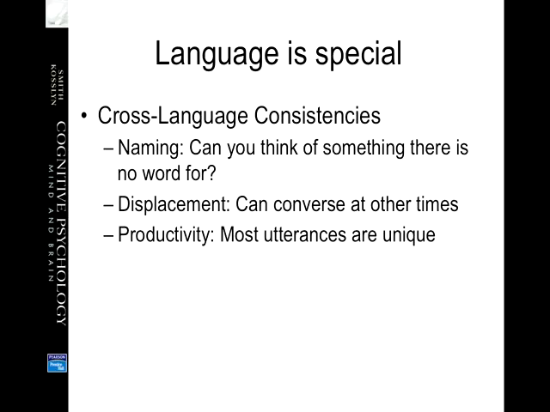And then productivity is the big one. Productivity is probably the largest argument for why language is special, and that is that most utterances are unique. We are very creative with language, and you don't necessarily say the same things that anyone has ever said, so to speak. And so there's no good way to say that is nature, that is learned. Instead, it's something that's sort of programmed in.